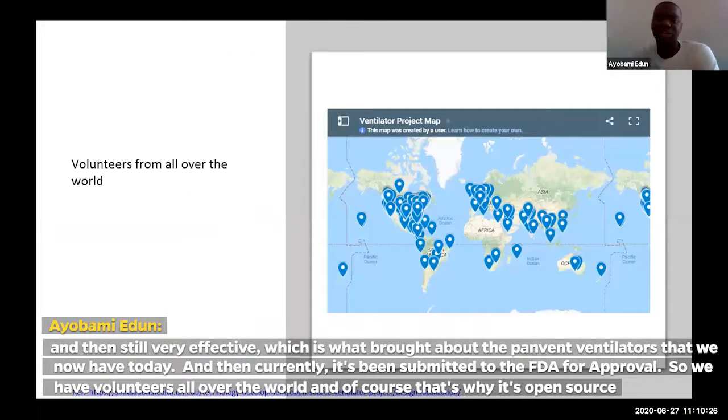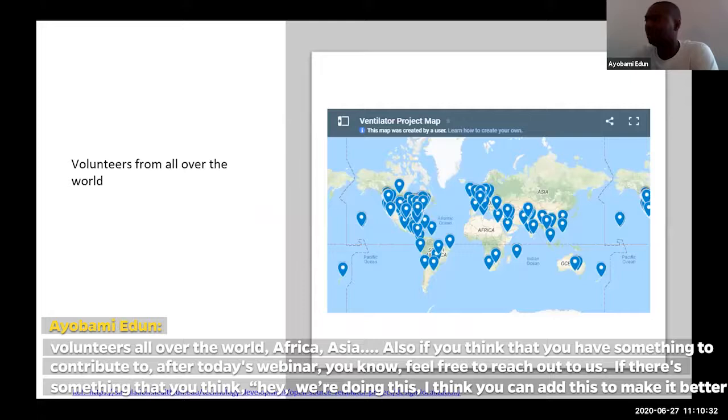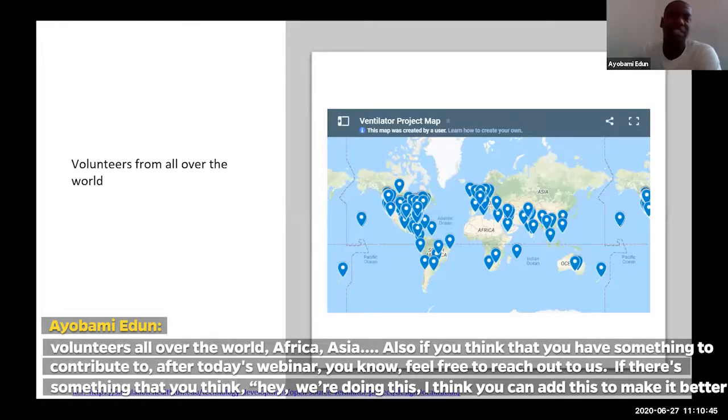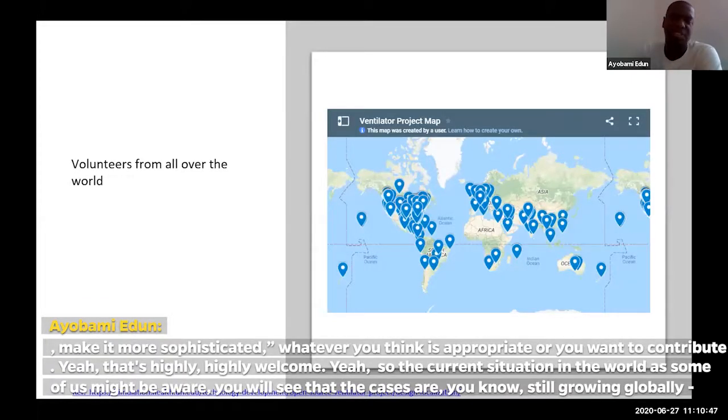We have volunteers all over the world, which is why it's open source. On the map you can see volunteers in Africa, Asia, and elsewhere. If you think you have something to contribute after today's webinar, feel free to reach out to us on Zoom. If you think you can add something to make this better or more sophisticated, whatever you think is appropriate, that's highly welcome.